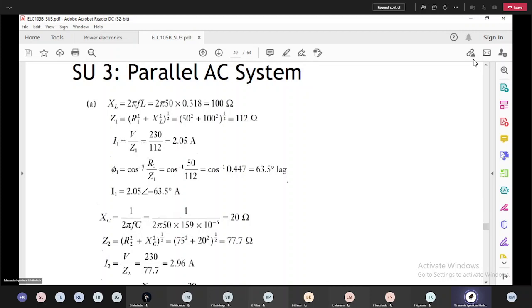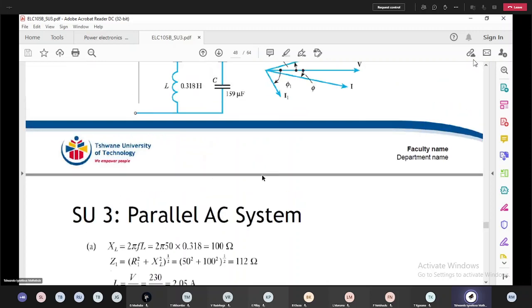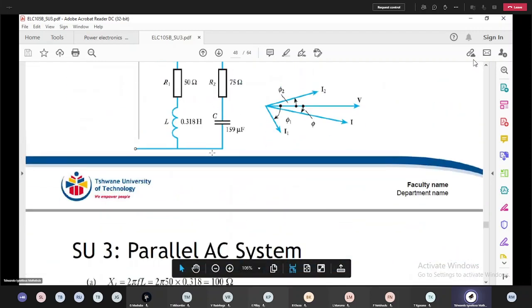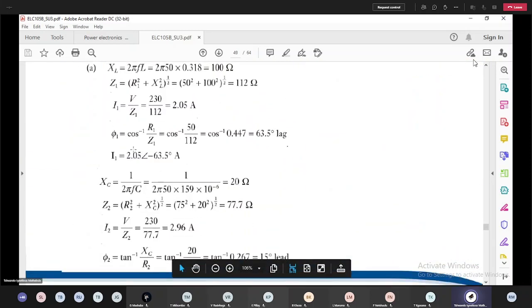What is the angle, the phase shift? If we use the cosine function, then it will be R1 divided by Z1, and we find that it will be lagging by 63.5 degrees. So I1, the current that flows in this branch, is simply going to be 2.05 at angle minus 63.5 degrees.